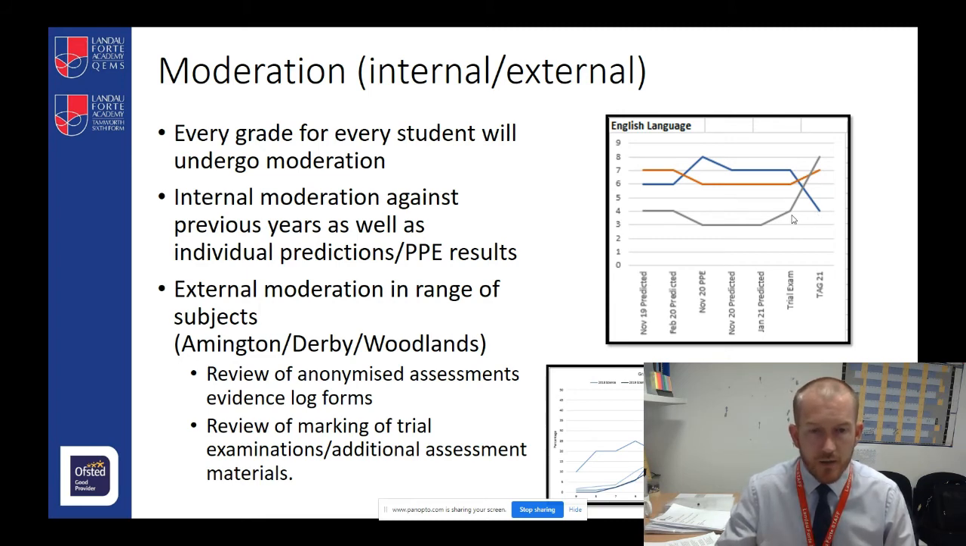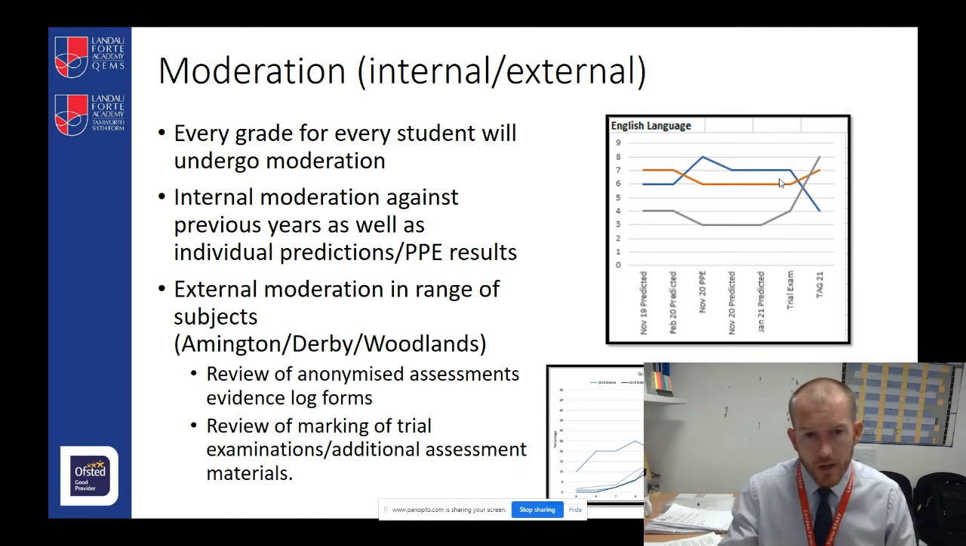The grey line is significantly higher than the previous predictions, as well as the trial exam results. So I'll be looking at that in terms of this is coming out higher than would be expected. The orange line is relatively flat across the way, so realistically that will not be looked at any further.